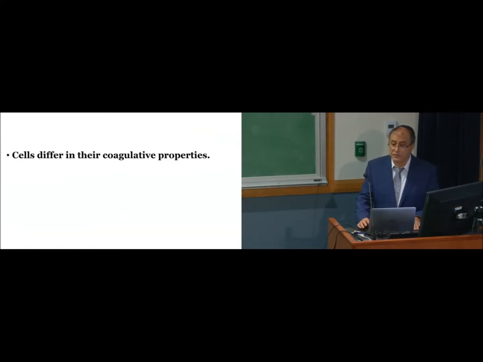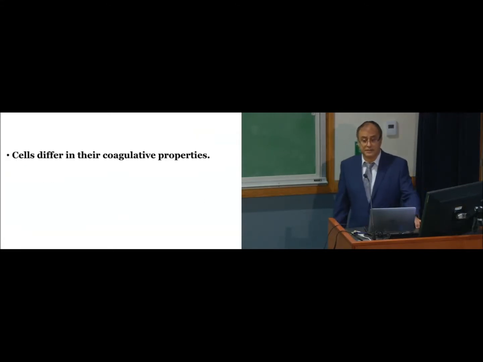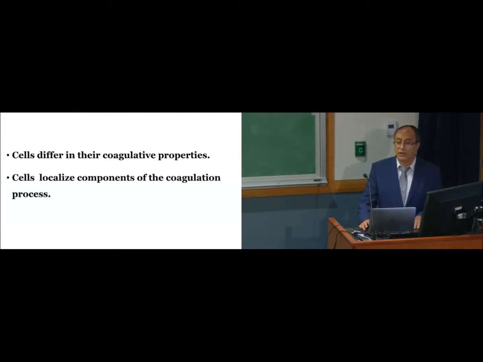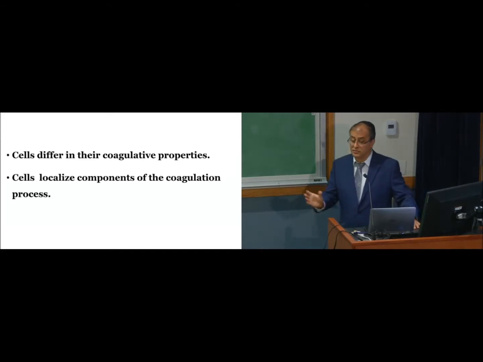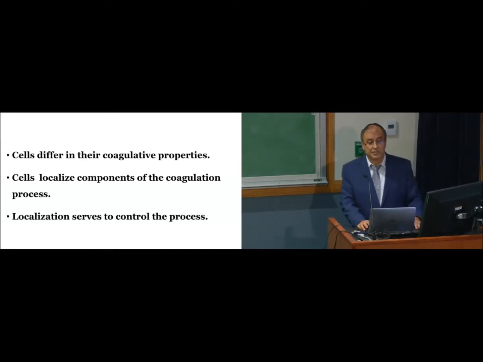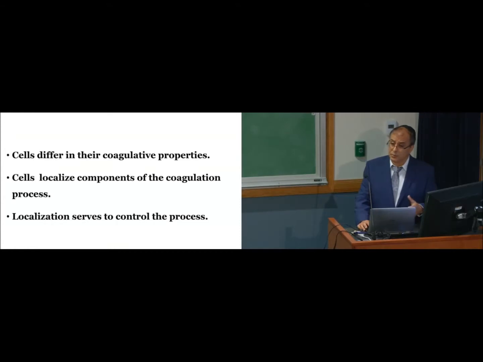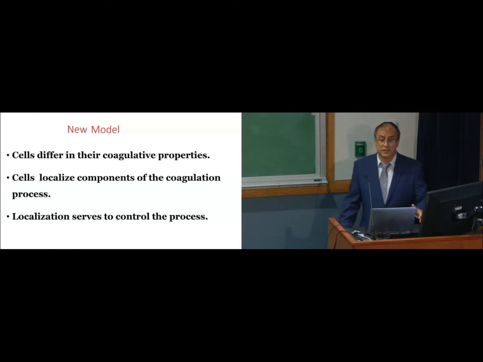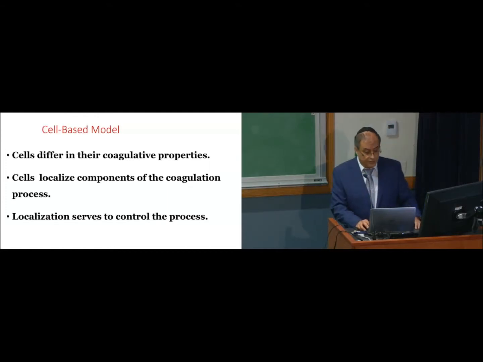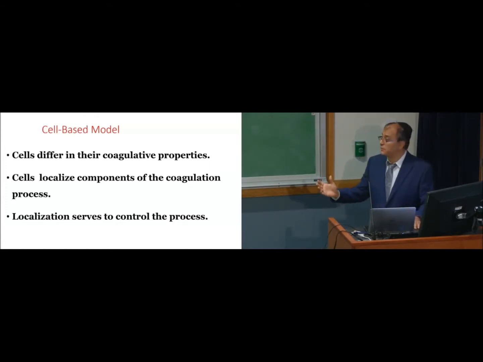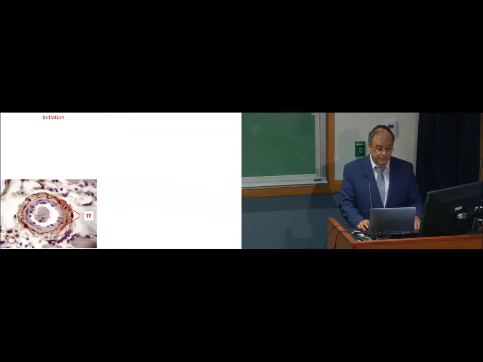However, recent discoveries taught us that cells differ significantly in their coagulative properties. Cells are able to localize components of the coagulation process to their surface. And this localization serves to control the process, and what Monroe and Hoffman suggested also to steer the reaction in the proposed sequence. And in 2001, they proposed a new model that intertwined this newly found role of cells with the rearranged enzymatic reaction. They aptly named it the cell-based model and divided it into 3 phases.